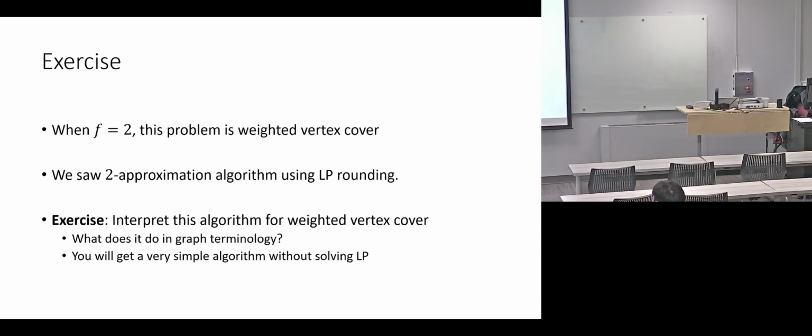So you see that when f is 2, you recall that the problem is just weighted vertex cover. And we saw a two approximation algorithm using a different approach, LP rounding, from last time. Today we see the Primal-Dual algorithm for any f. If you want to really understand what's going on, maybe you can try to interpret this algorithm for general f when f is 2. Try to write down your own weighted vertex cover algorithm from the Primal-Dual method, and see what is going on in graph terminology. You're going to get some simple algorithm, much simpler than calling some LP.